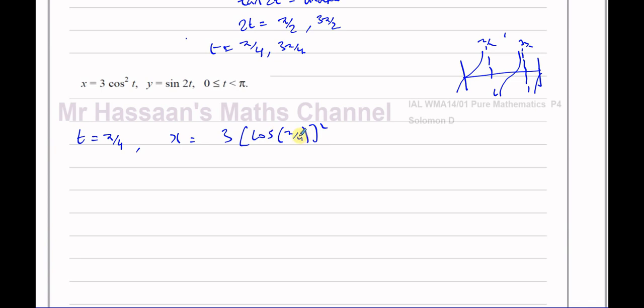So cosine of pi over 4 squared, that's 3 times. Now the cosine of 45 degrees, of pi over 4, is equal to root 2 over 2. So that's root 2 over 2 squared. That gives you 3 times 2 over 4, which gives you 6 over 4, which is 3 over 2, basically.